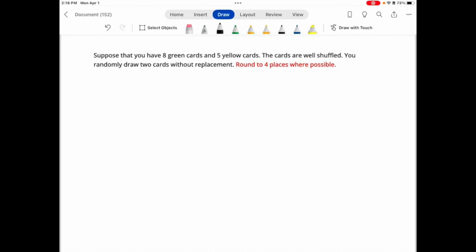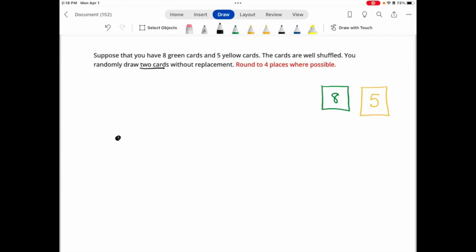So what I want to do with this is I want to work through and show you a tree diagram for this. So let's first make a picture. It says we have 8 green cards. So this is going to be the 8 green cards. And then we have 5 yellow cards. And we're going to pick 2 cards.